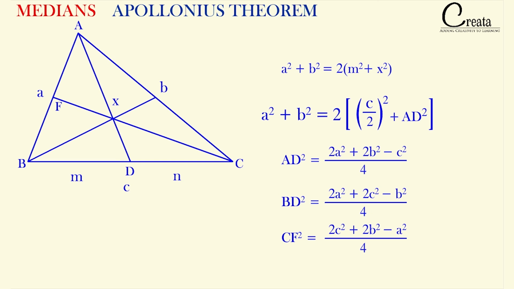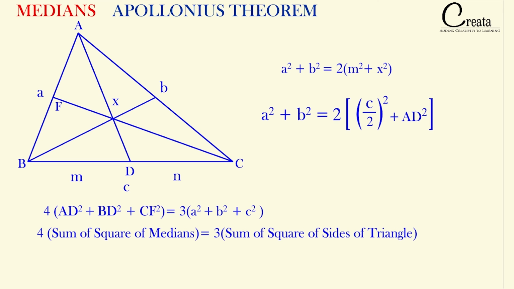If we add all these three equations and solve, we got a relation, that is 4 times (AD square plus BE square plus CF square) is equal to 3 times (A square plus B square plus C square). And AD, BE and CF are the medians and A, B, C are the sides of the triangle. We can also say this equation as 4 times the sum of square of the medians is equal to 3 times the sum of square of the sides. This is our another relation. So we have done with all the relations between sides of the triangle and the medians of the triangle.